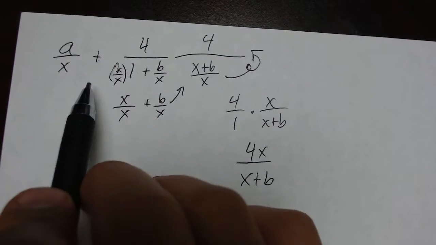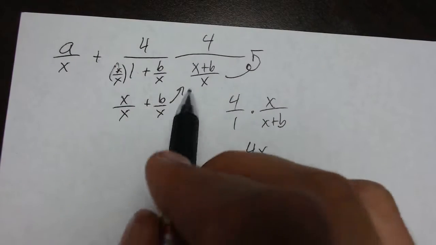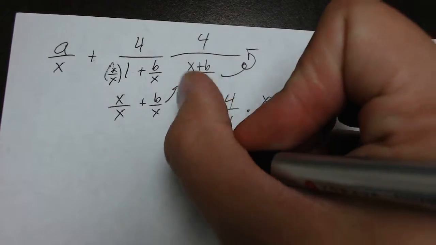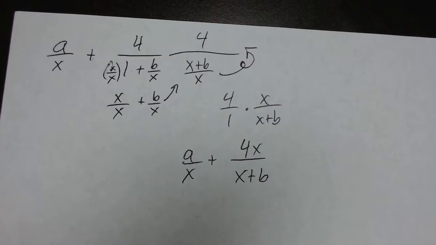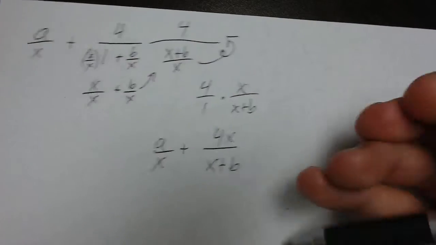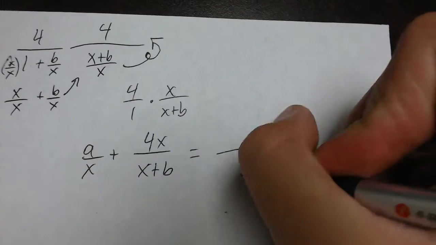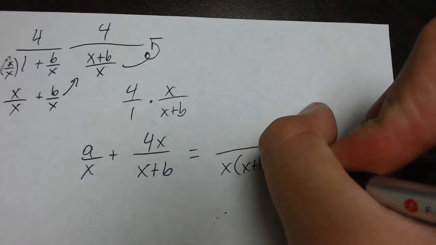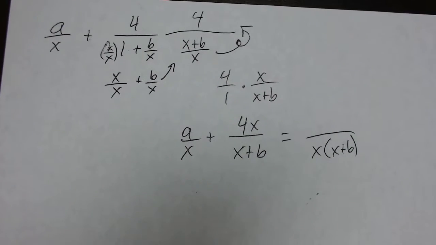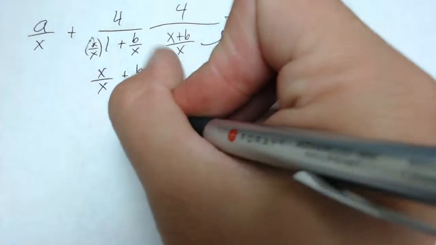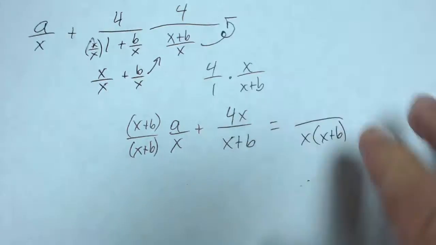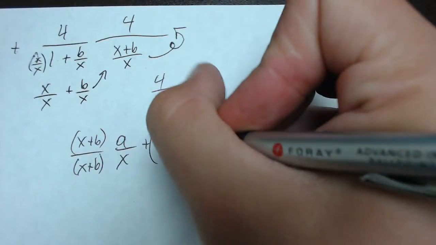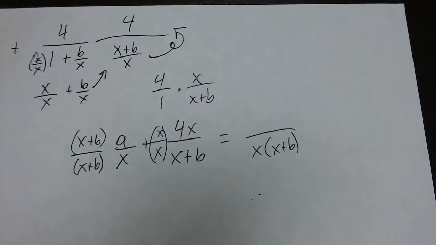Now I'm not done, because remember I still have a over x. So I've simplified this whole piece right here, but I still have a over x plus 4x over x plus b. Again, we go back to our rules of adding fractions. I need a common denominator. In this case, the common denominator is going to be x times parentheses x plus b. So I'll multiply by the missing pieces: here, x plus b over x plus b, and here I'm going to multiply by x over x, our different values of 1.